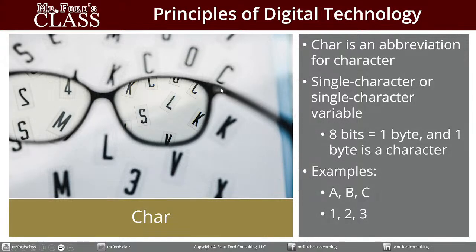So taking a look at the character, the char. Char is an abbreviation for character. It's a single character or single character variable. Now, 8 bits equals 1 byte, and we talked about this in Unit 1. A byte is a single character. It's A, it's B, it's C, it's 1, it's 2, it's 3. It is a specific character, okay?